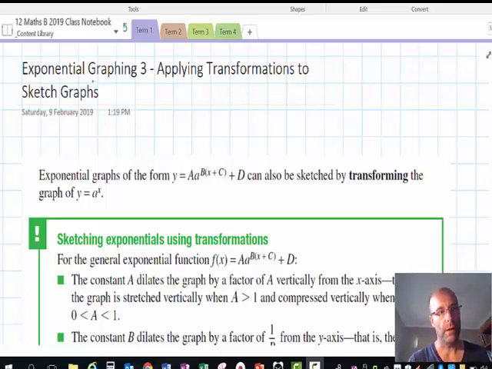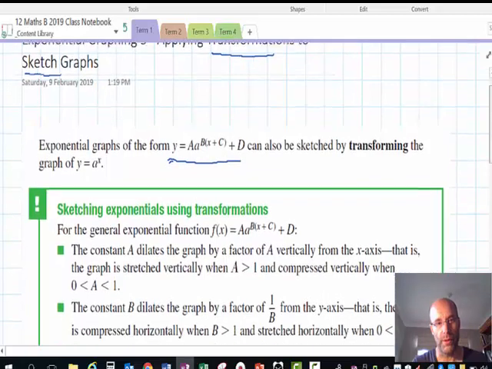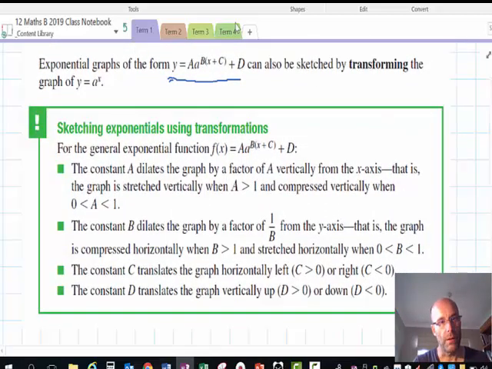The third video for exponential graphing: applying transformations. So bringing it all together here so we can sketch graphs. And exponential graphs, remember from our previous work, we're using that essential form and parameters to help us determine the transformations. Okay, so we're building on the last two videos.